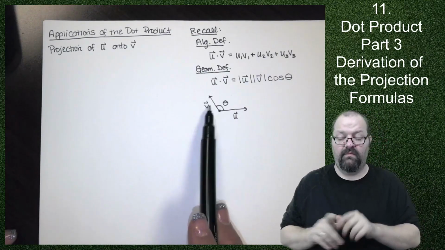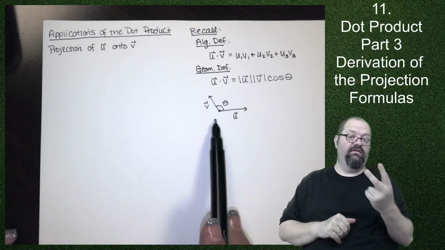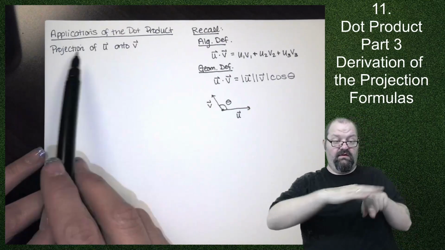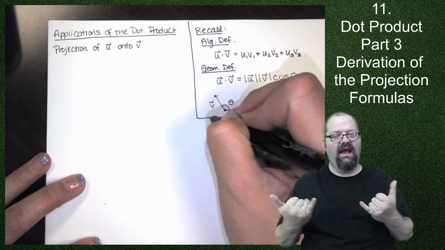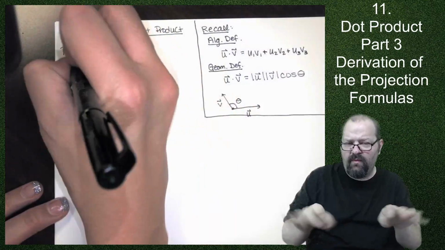Now theta is the smaller of those two angles. It's not this one, it's that one. And even if v were down here, it's going to be the smaller one. So with that in mind, let's talk about projection. Now, before we give formulas for projection, I just want you to see that you've done this before.